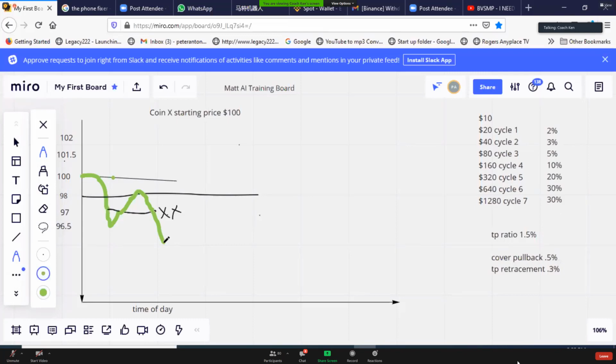And if it doesn't retrace and it still keeps going down like this, it's going to wait. And then as soon as it retraces 0.5, boom, it's going to purchase cycle number 2. Okay? Amazing. Does that make sense? Yes. So you would buy cycle number 2 right around here.